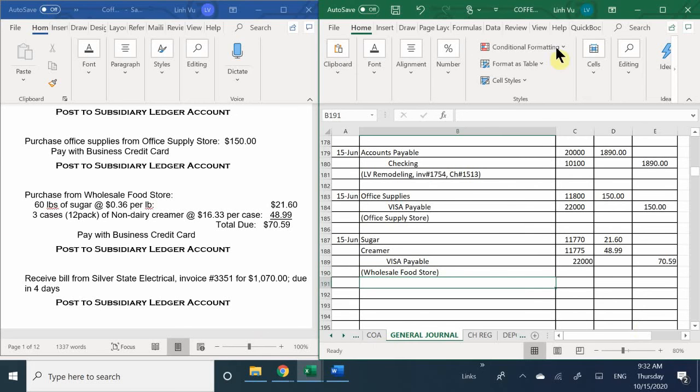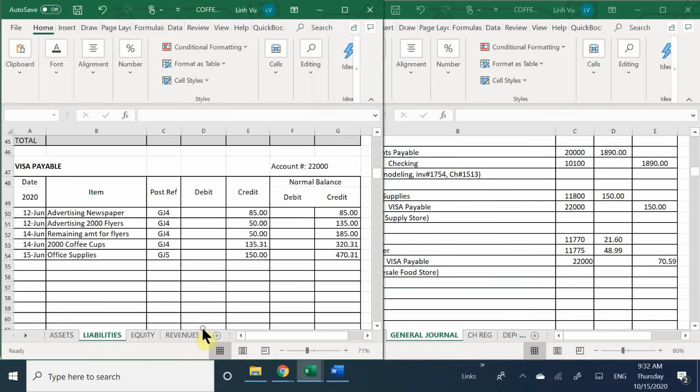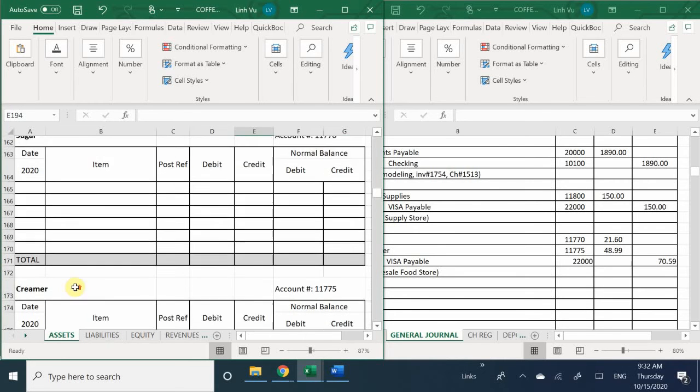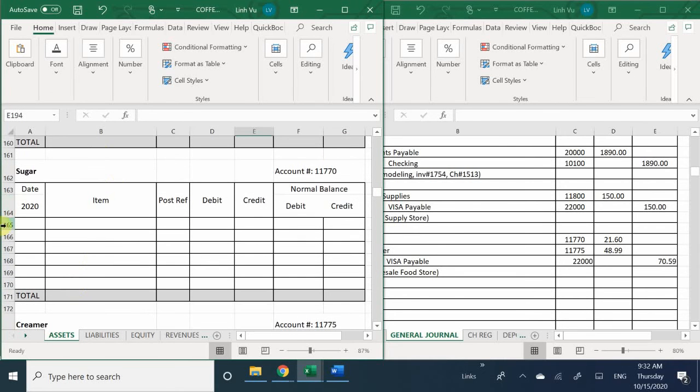Now where do we go? Ledger. So where are we going to go first? Sugar, which should be either page 4 or 5. So here I found my sugar. All right, how do I fill it in? The line indicates 60 pounds. Okay, good. 60 pounds.